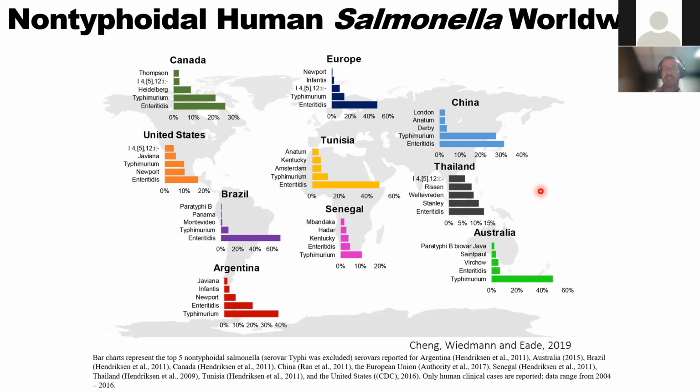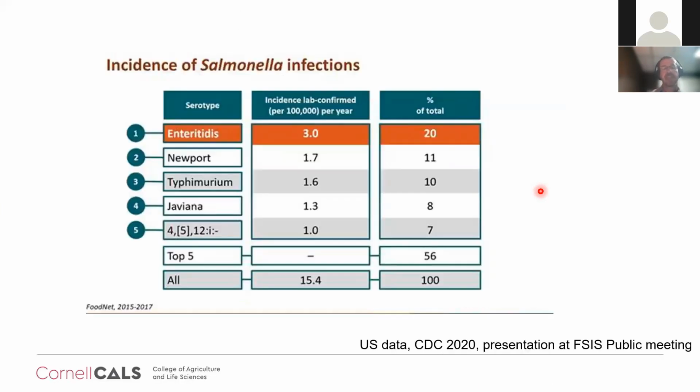So tremendous diversity globally. These are the top Serovars in the US, Enteritidis being number 1, causing roughly 20% of human disease cases, then Newport, Typhimurium. And so you can see the top 5 serotypes alone cause more than 50% of human infections. That's 5 out of 2,600, which gets me back to our initial hypothesis: if we focus on the top Serovars, that's one way to make faster continuous improvement in terms of reducing human Salmonella infections.